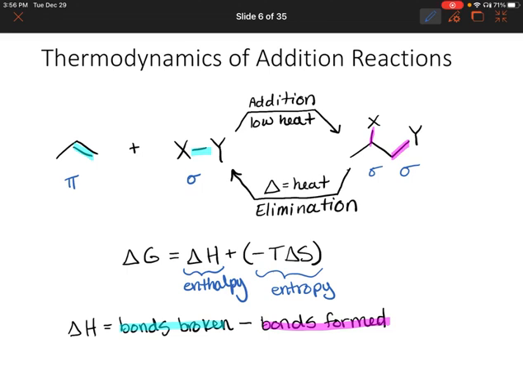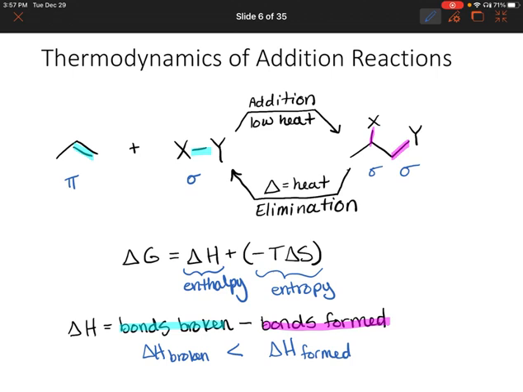So, which bond is worth more energy? Is a sigma bond worth more energy, or is a pi bond worth more energy? Or another way to ask that is, which bond is stronger, a pi bond or a sigma bond? The sigma bonds. Sigma bonds are stronger than pi bonds. So if we try to estimate how much energy is needed to break bonds versus form bonds, I would say that delta H of the broken bonds is less than delta H of the formed bonds, because we formed two stronger bonds, so those are worth more energy.